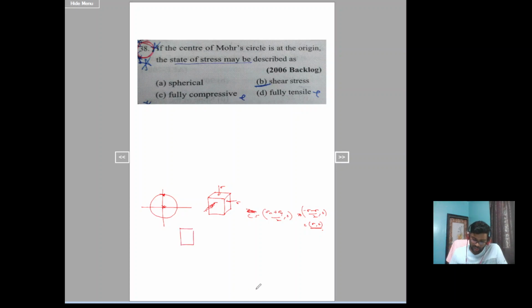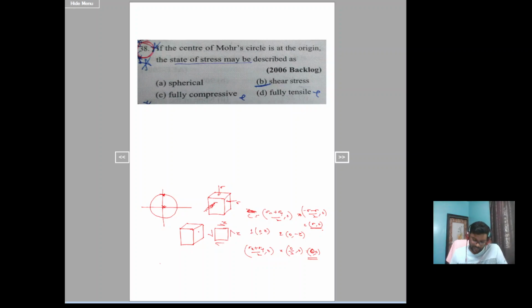Let's take shear stress condition. If you take shear stress condition, sorry, I am drawing two-dimensional. So this is tau. At point 1 you will get 0 comma tau. At point 2 you will get 0 comma minus tau. So if you take sigma x plus sigma y by 2 comma 0, what is sigma x plus sigma y? That is 0 by 2 comma 0, that is 0 comma 0. So in case of pure shear, the center of the Mohr circle is the origin.